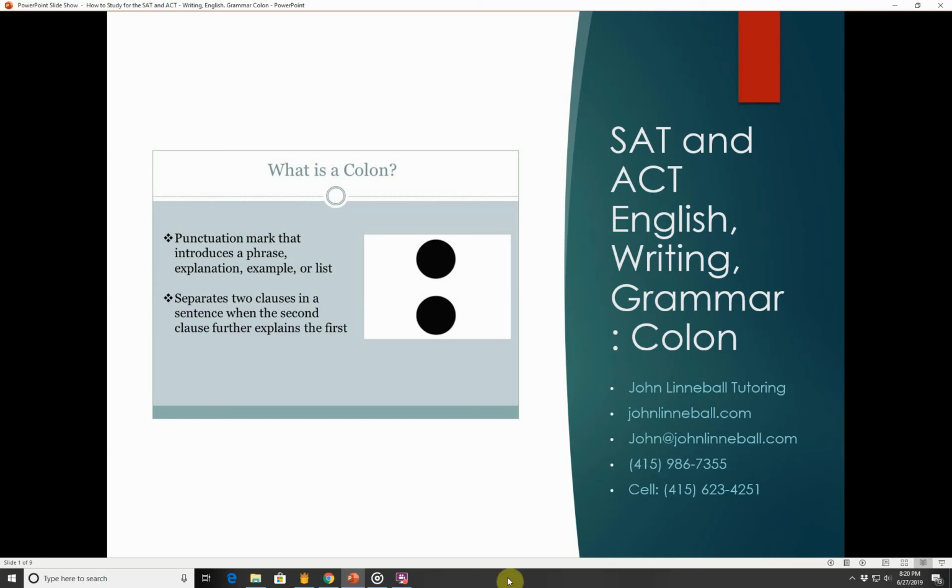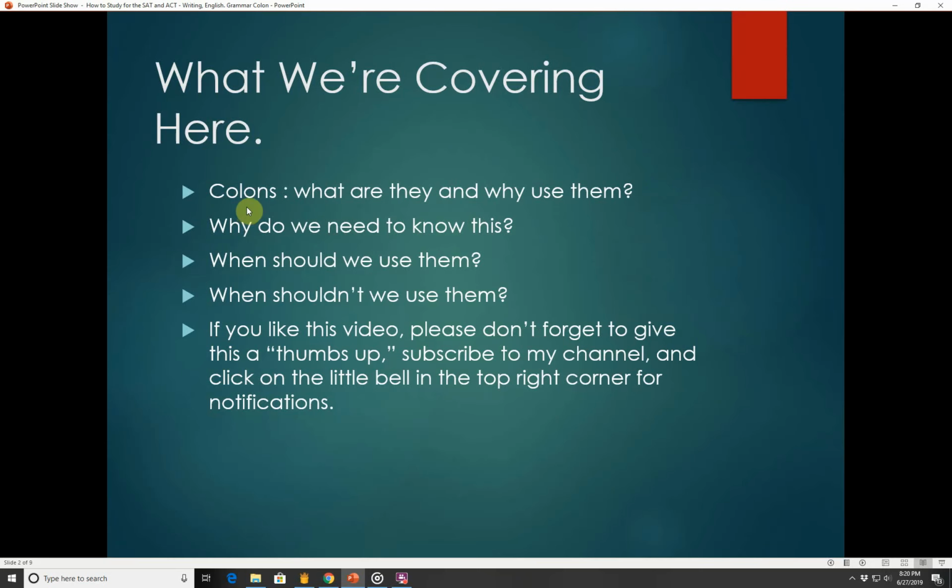So, what you might want to know is, what is a colon, and why would we use them? Why do we need to know this? When should we use them? When shouldn't we use them?